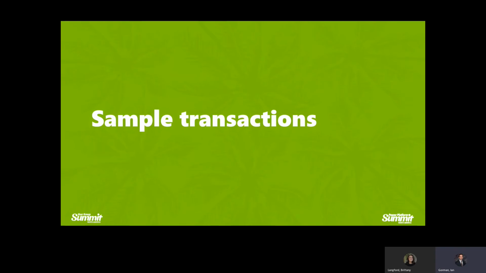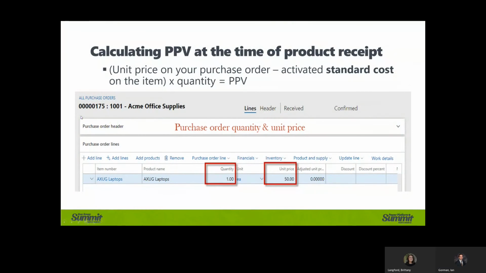So going on quickly here to some sample transactions so we can get an idea for how this is all being calculated. For the calculation process of purchase price variance at the time of product receipt, the formula again is very simple. On this screenshot, we're looking at a purchase order quantity and unit price. The quantity is 1, the unit price is 50.